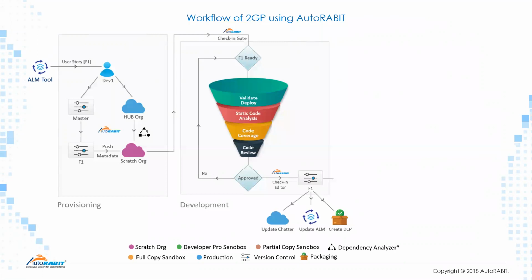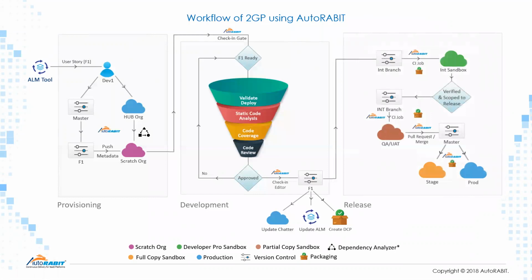So after the development process, there comes the release process, where you will merge your DCP code into your integration branch. So you simply merge your feature one branch into your integration line and move using the AutoRABIT CI server, install this package or upgrade this package into your next logical org.